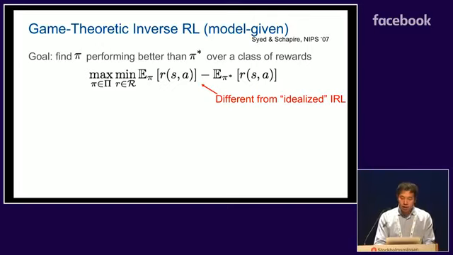Another relaxation, suggested by Syed and Schapire in 2007, is a game theoretic formulation of the inverse reinforcement learning problem. The goal here is to find a policy that performs better than the expert over a restricted class of reward functions. The imitation learning problem here is formulated as a two-player game. On one hand, the reward player tries to find the best possible reward in the class. And at the same time, the policy player tries to push the performance difference between the policy and the expert as far apart as possible.